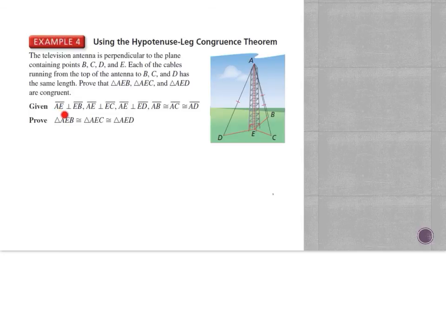So we're given that AE is perpendicular to EB, so we want to make a mark of a right angle. AE is perpendicular to EC, so we make a right angle mark. AE is perpendicular to ED, make a mark. AB is congruent to AC, which is congruent to AD, and again, make marks. Trying to prove these three triangles congruent.